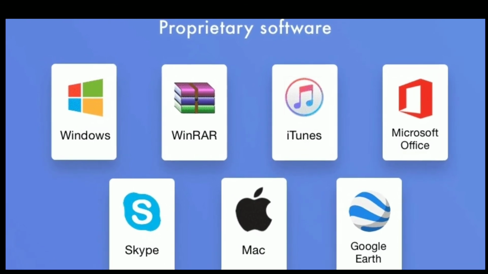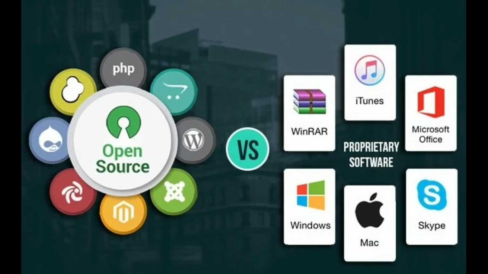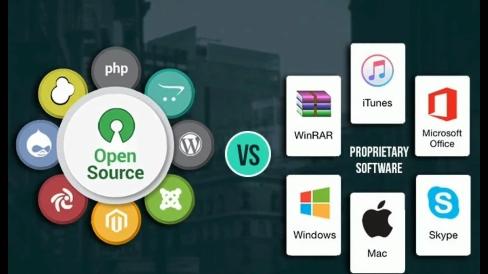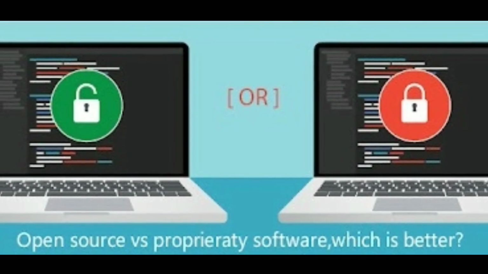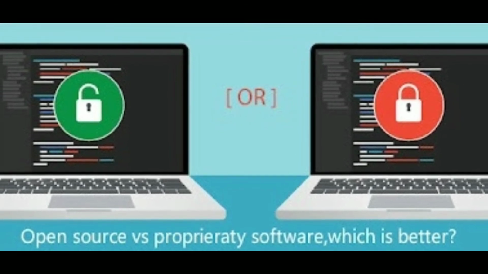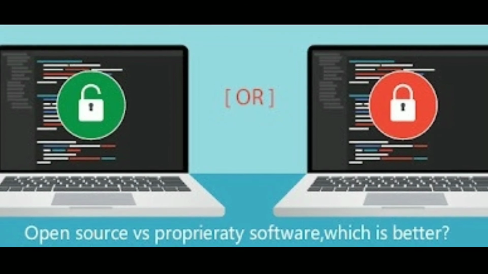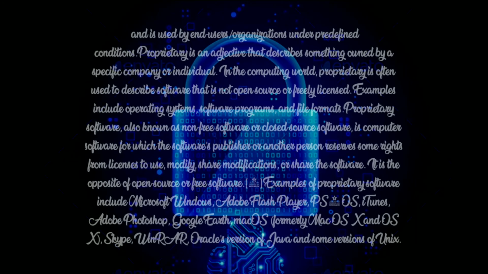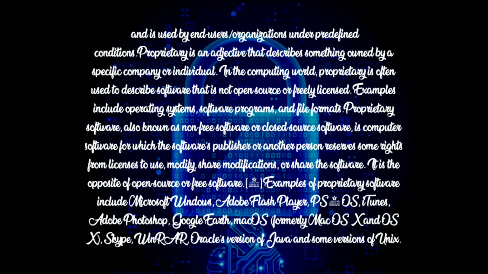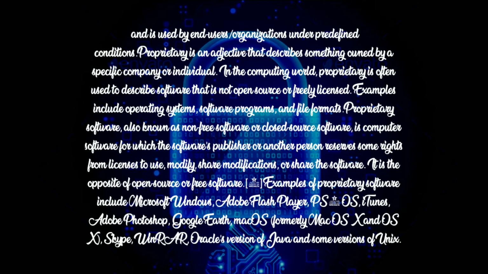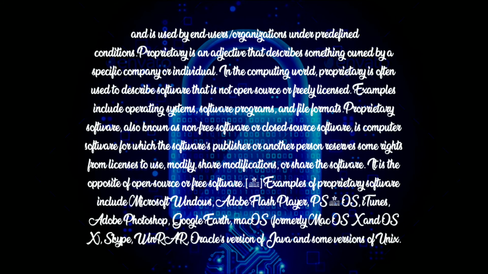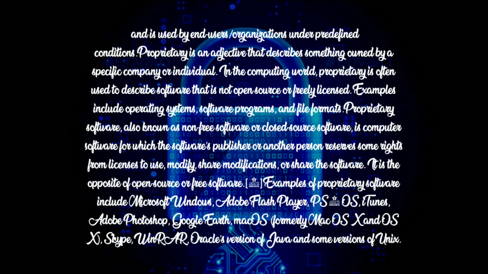Proprietary software is any software that is copyrighted and bears limits against use, distribution, and modification that are imposed by its publisher, vendor, or developer. Proprietary software remains the property of its owner or creator and is used by end users or organizations under predefined conditions. Proprietary is an adjective that describes something owned by a specific company or individual. In the computing world, proprietary is often used to describe software that is not open source or freely licensed. Examples include operating systems, software programs, and file formats.